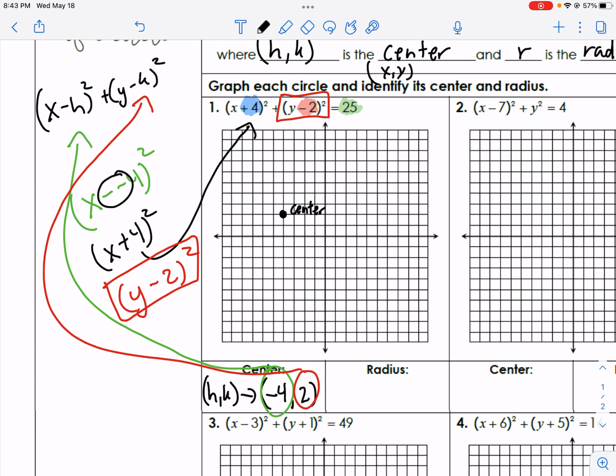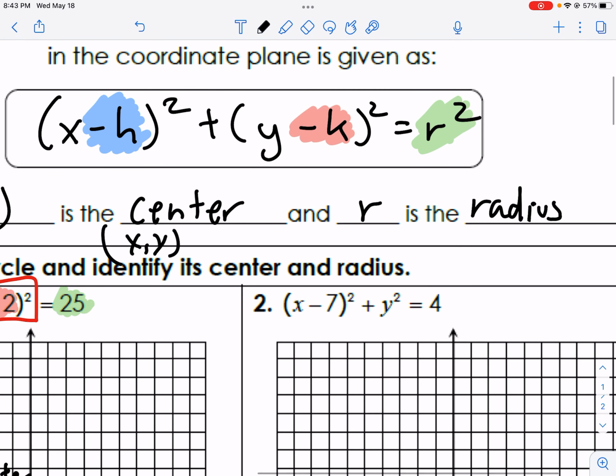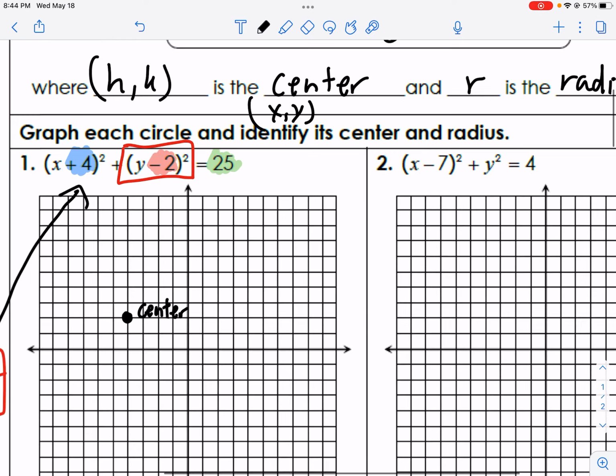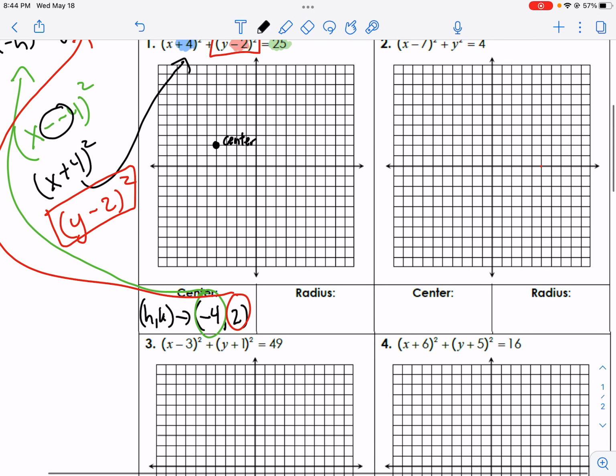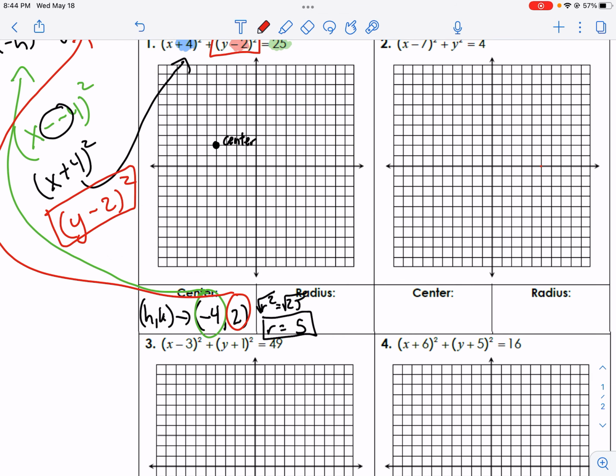Now for our radius, this green part is my radius squared value. So this green is my radius squared value. So I'll set up the equation as r squared is equal to 25. So for my actual radius, I need to square root both sides. r is going to be equal to 5. So from my center, I'm going to go 5 units out in every direction. I'm just going to do it in 4 directions and connect from there.